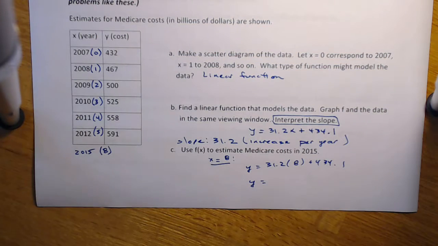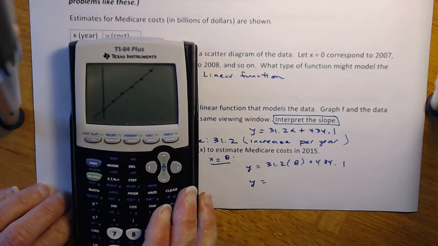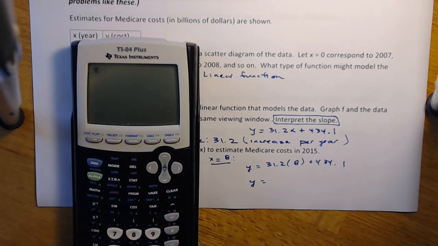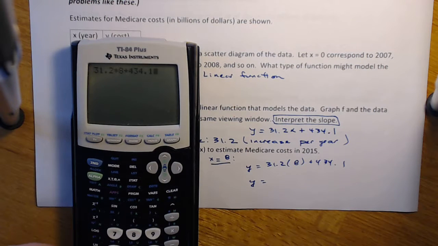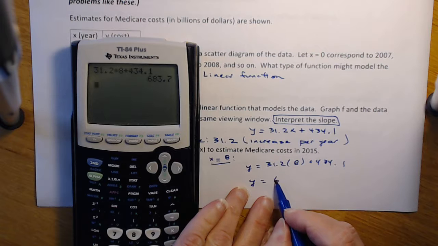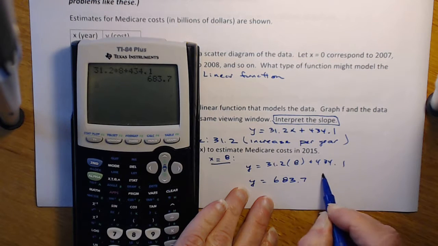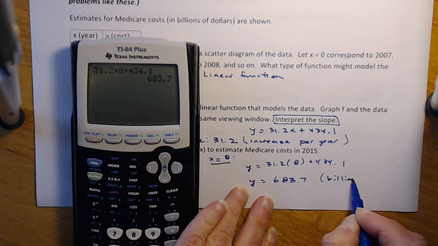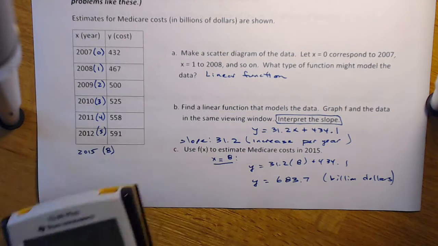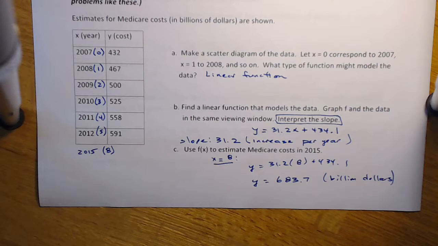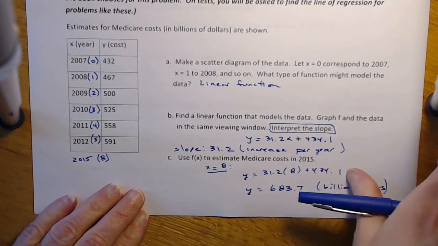I'll dump that in my calculator. Again, just going back to the home screen here. So 31.2 times 8 plus 434.1, and I get about 683.7. Remember, this is billion dollars. Okay. All right, and maybe we'll just run through one more.